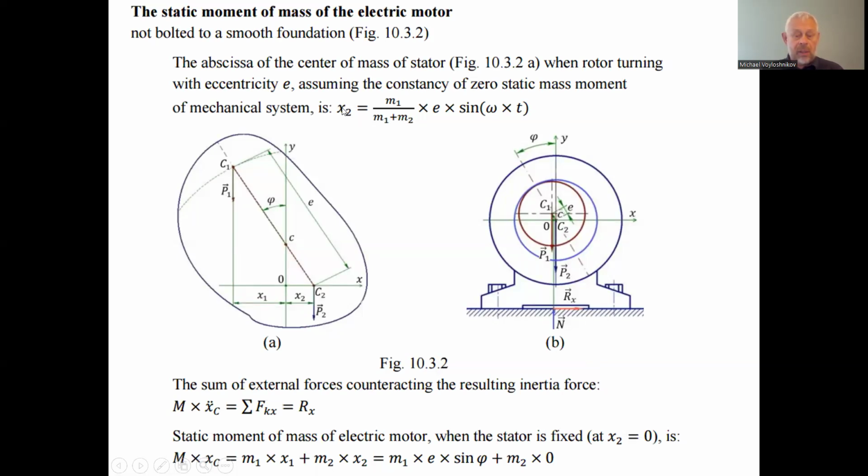And next we can find the pattern of x2. If we have no bolts, no friction, no fastening to the surface, and the rotor rotates, using the theorem of the center of mass motion, we can find the pattern of the motion of one element of the mechanical system, that is the stator, depending on time. The pattern will be of this definite form: the eccentricity, the mass of the mechanical system, the mass of the rotor, the sine of omega t. Omega is the angular velocity of rotation of the rotor, and this is the angle phi equal to omega t.